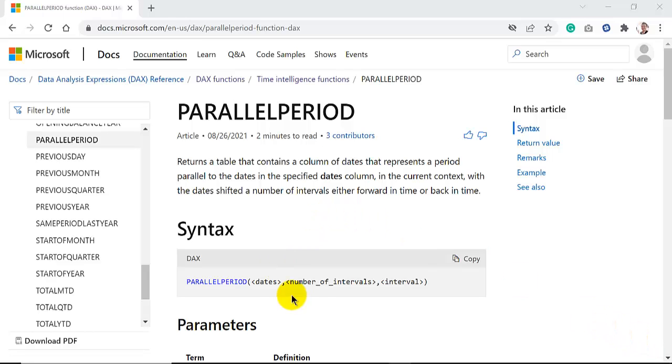Today we discuss what is PARALLELPERIOD. A parallel period returns a table that contains a column of dates that represents a period parallel to the dates in the specified dates column, in the current context, with the date shifted a number of intervals, either forward in time or back in time.